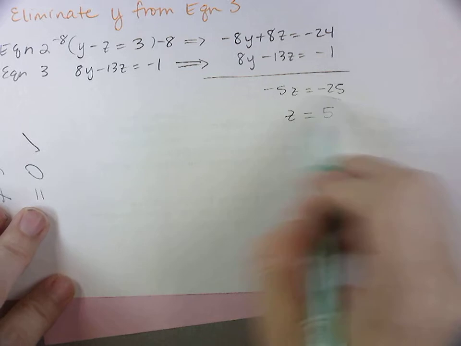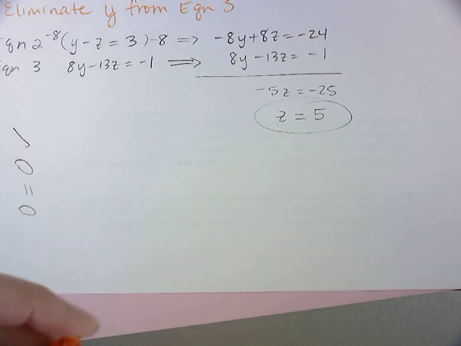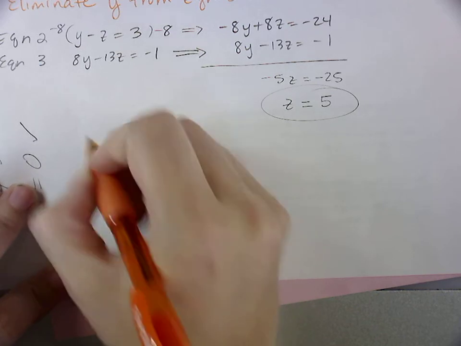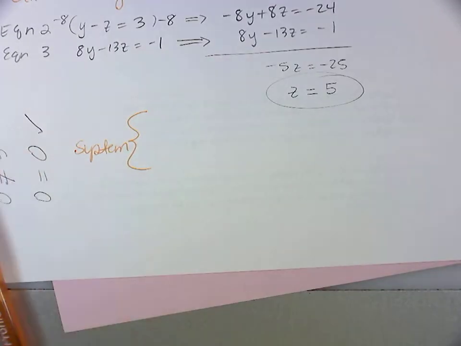Okay, so now let's look at our system. And this is going to be part of our solution. Actually, why don't you guys try to write your new system? And then you can check it with mine. Okay, so your new system, and then look and see if you have that in triangular form.